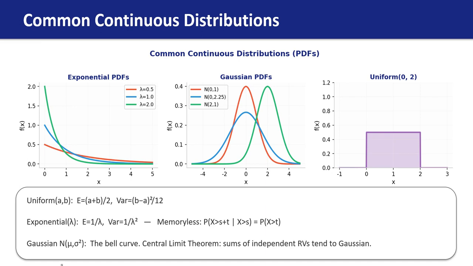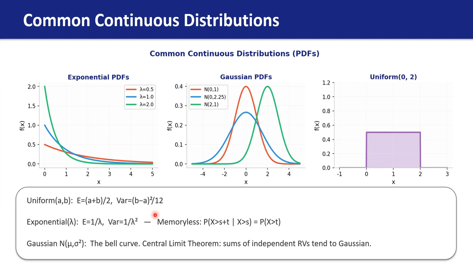Here are the 3 continuous distributions you must know. 1, uniform distribution on the interval a to b, with constant density over the interval. f of x equals 1 over (b minus a). Also, every subinterval of the same length has the same probability. Mean equals (a plus b) over 2. Variance equals (b minus a) squared over 12.